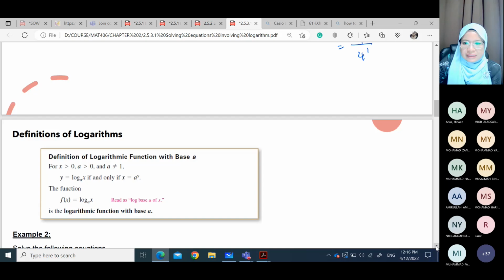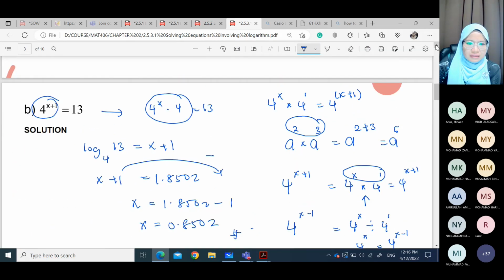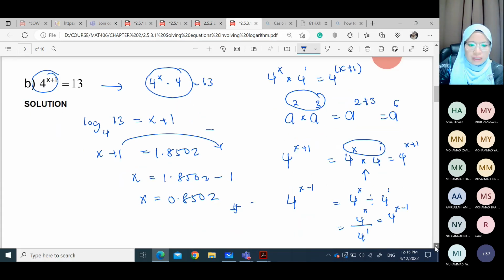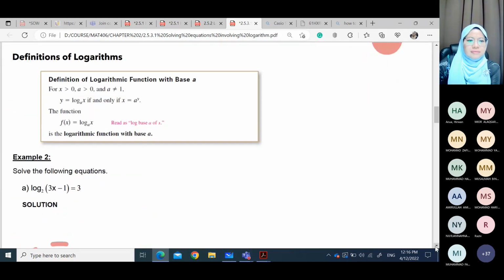Okay, so next. Yang tadi tu, ada soalan tak? Any question? Tak ada. So this one we just form it into logarithmic form and then we solve. Alright. Okay, so next, definition of logarithms. Dah banyak belajar pasal, dah banyak discuss logarithm baru keluar definition ni.